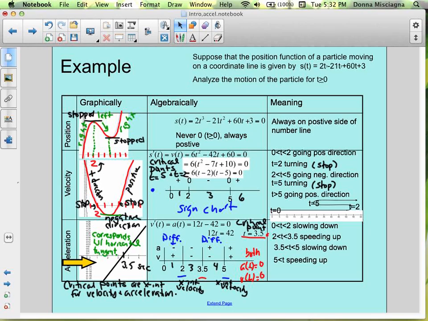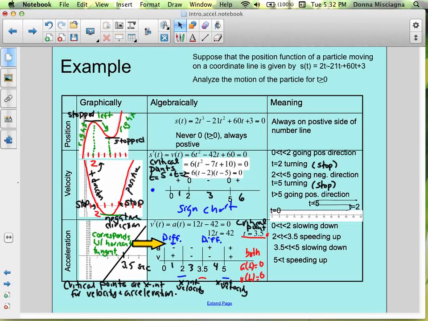So now, if we compare what's happening for the velocity and the acceleration on each of our intervals, so between 0 and 2, where 2 is a critical point for velocity, between 2 and 3.5, where 3.5 is a critical point for acceleration, between 3.5 and 5, where 5 is a critical point for velocity, and then more than 5, we can determine whether the graph is speeding up or slowing down.